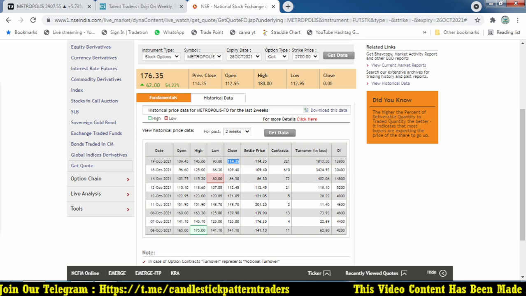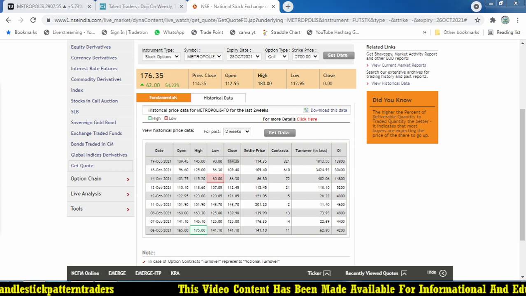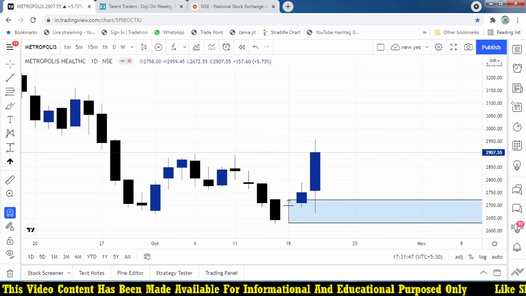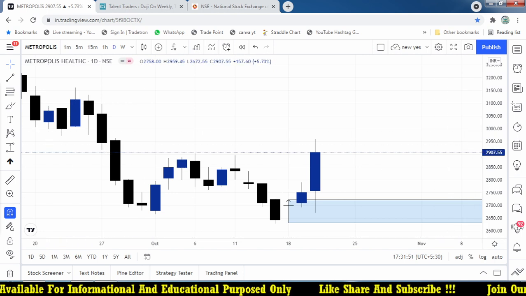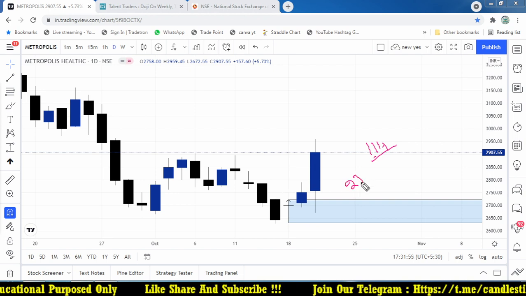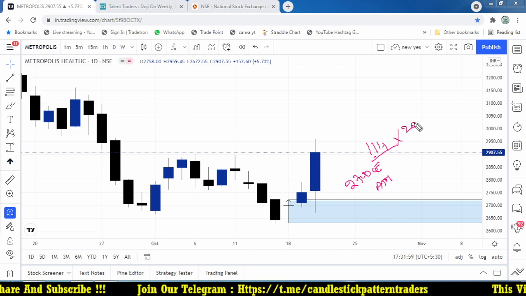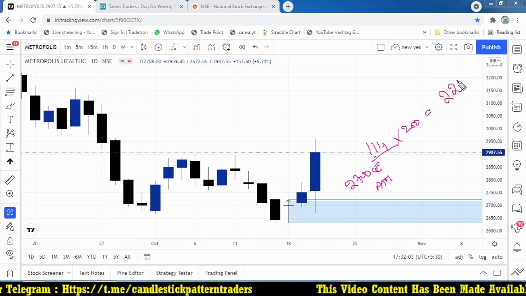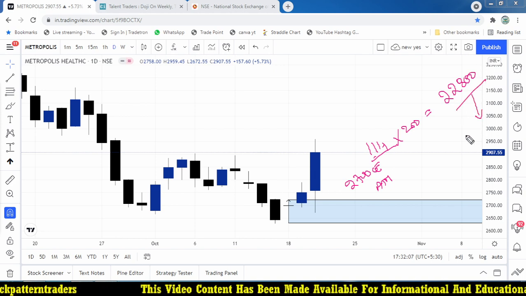So if you are focusing on Metropolis and taking an ATM option, how much risk is there? That is 200 rupees a lot. If you are going to take around 114, that entry point should be 114, the 2700 call, which is ATM at the time. If you are buying that, almost 22,800 is your investment, and this is what your risk also is.